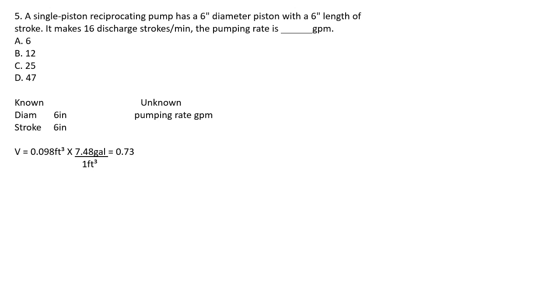Now there are 16 strokes. So 0.73 gallons times 16 strokes in a minute, and you get an answer of 11.72 gallons. Closest answer is going to be B, 12.